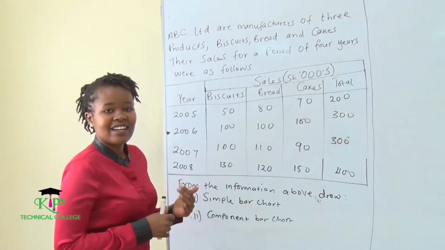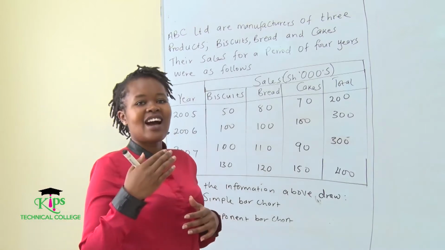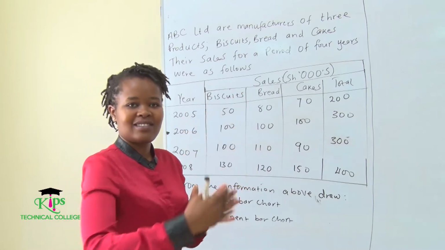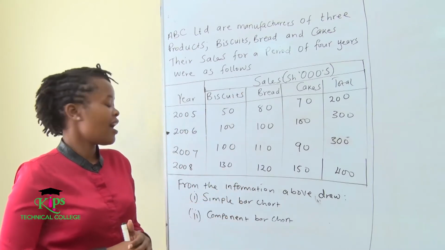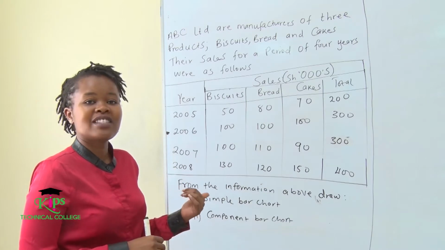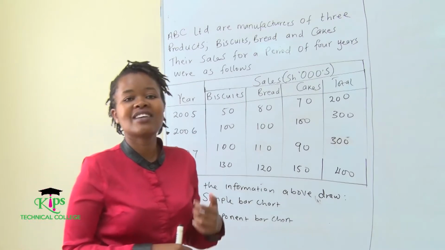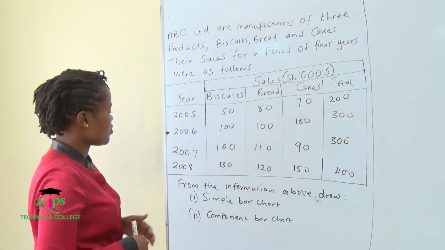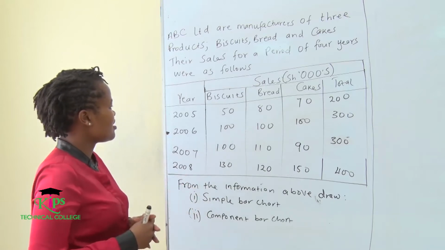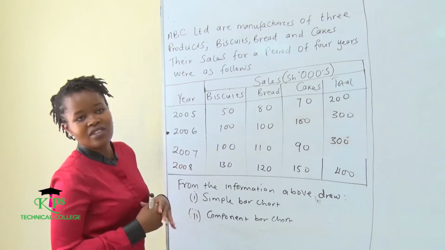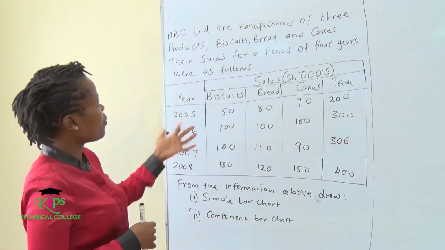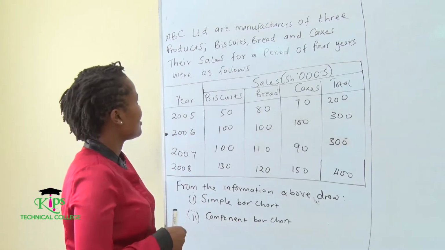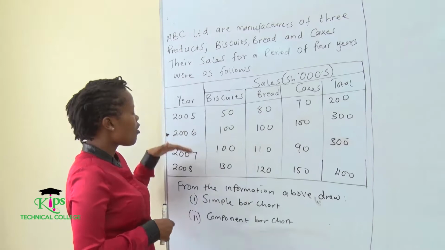On the bar chart, you are basically representing information in form of bars. That is the simplest way I can place it. For this case, I want us to discuss simple bar chart and component bar chart. For simple bar chart, I want us to use this data to come up with that bar chart. On this question we have a manufacturing company, manufacturing biscuits, bread, and cakes. And their sales are for 4 years.